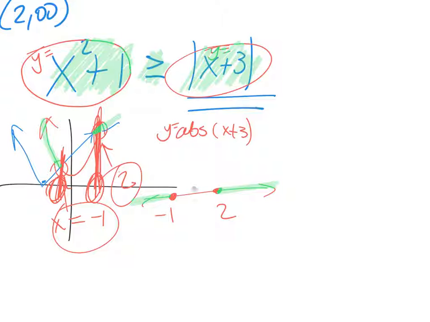So I'm going to check the point 0, which is between -1 and 2, and make sure 0 doesn't work. I'm going to put 0 right here in my original. Is 1 bigger than the absolute value of 3? No, that did not work. So that's good, so far I'm right. I'm going to check 3. If I put in 3 in the original, is 10 bigger than 9? Yes, it is, so that seemed to work.